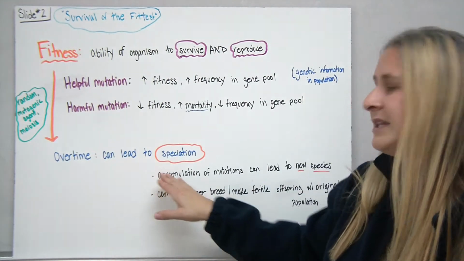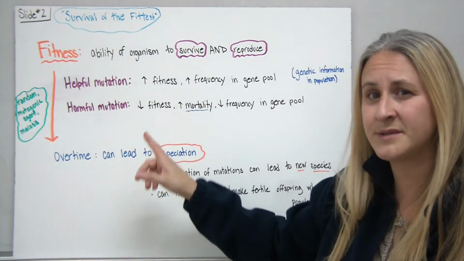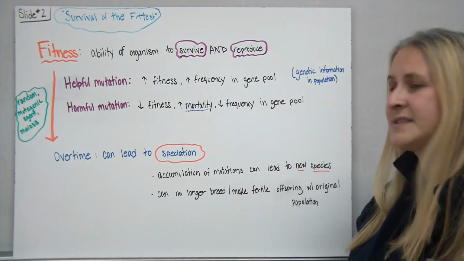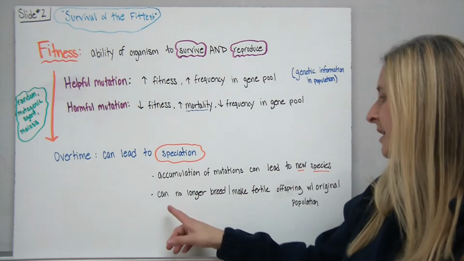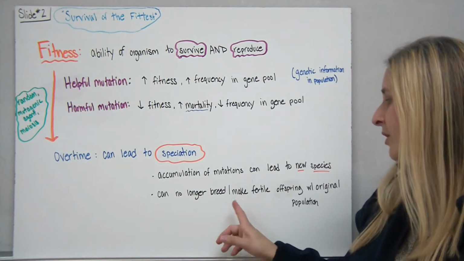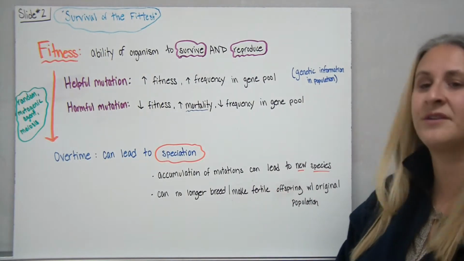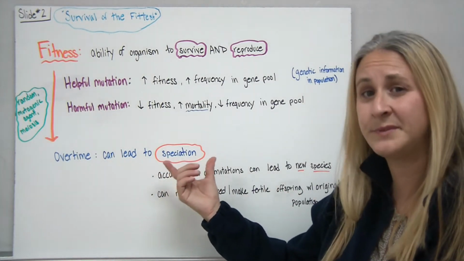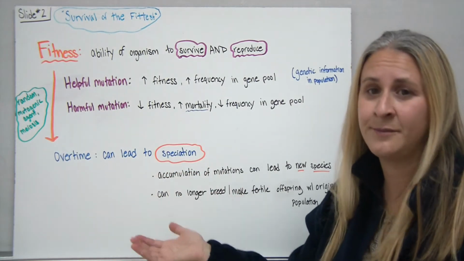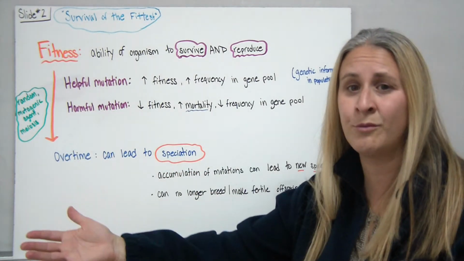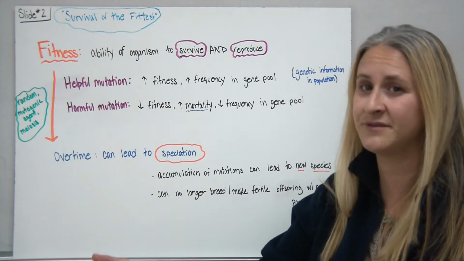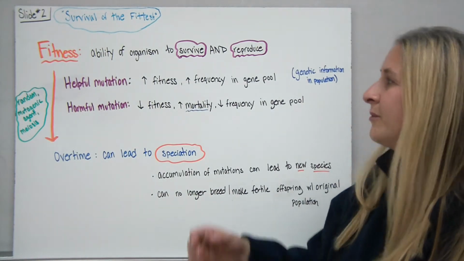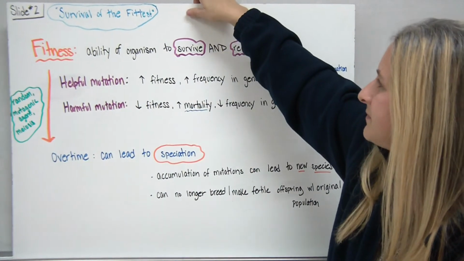Over time, though, it can lead to speciation. If organisms have changed enough, we get an accumulation of mutations that can lead to a new species. In this case, they will no longer be able to breed and make fertile offspring in the original population. So if we have a new species occur, over time, those mutations have built up so much that those organisms have changed so much that they're no longer even able to reproduce with the original population anymore.